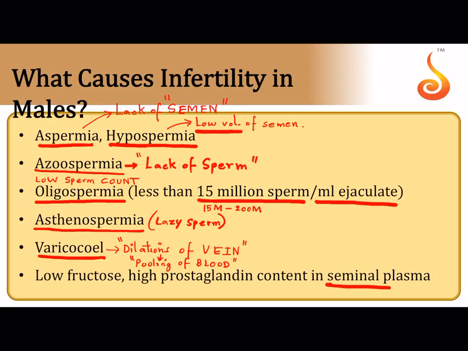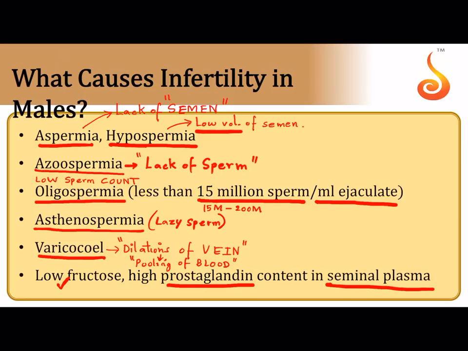Sometimes in males, the seminal plasma may also have very low fructose content. Fructose provides energy to the sperm, so the sperm do not have enough energy, and again their motility may be affected. Or sometimes there may be an excessive amount of prostaglandin. Prostaglandins are hormones which bring about contraction of the female reproductive tract. They may bring about so much contraction that the egg may get washed away.